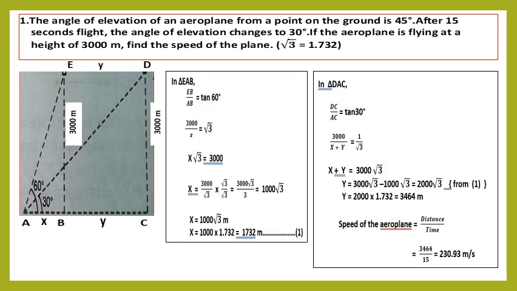To cover the distance y, that is 3464 meters, the time taken is 15 seconds. Now we can find the speed of the aeroplane. Speed of the aeroplane is equal to distance by time, that is 3464 divided by 15, that is equal to 230.93 meters per second. That is the required speed of the flight.